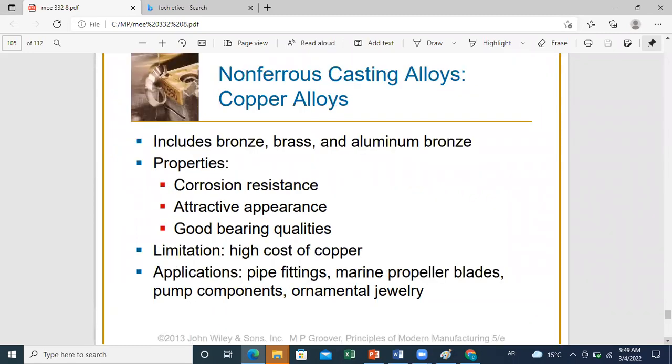Another possibility for non-ferrous casting alloys is the use of copper, which includes bronze, brass, and aluminum bronze. The properties of these alloys provide resistance to corrosion. They give an attractive appearance to the casting and good bearing qualities. The limitation of using copper alloys is the high cost of copper, and they can be used in several applications such as pipe fittings, marine propeller blades, and pump components, in addition to ornamental jewelry.